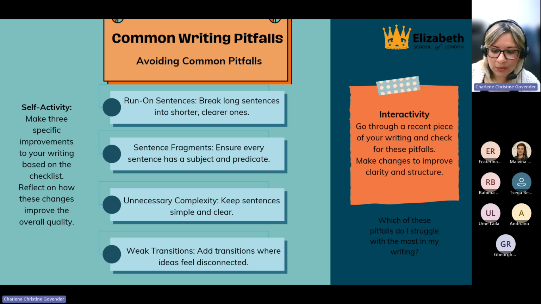Okay. So I do have a self activity for you to do. Again, make 3 specific writing improvements to your writing based on the checklist. So look out for these things if they are in your writing. Always good to compare. Have a look, be honest with yourself, and see where you need to focus.